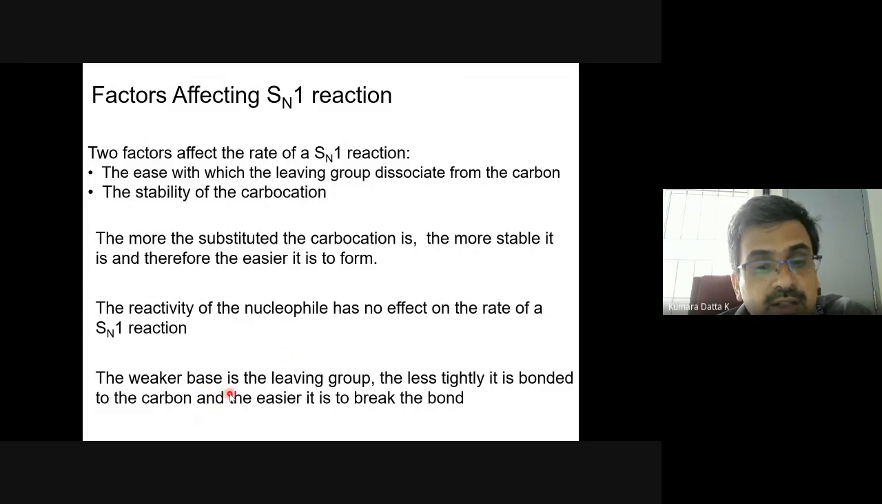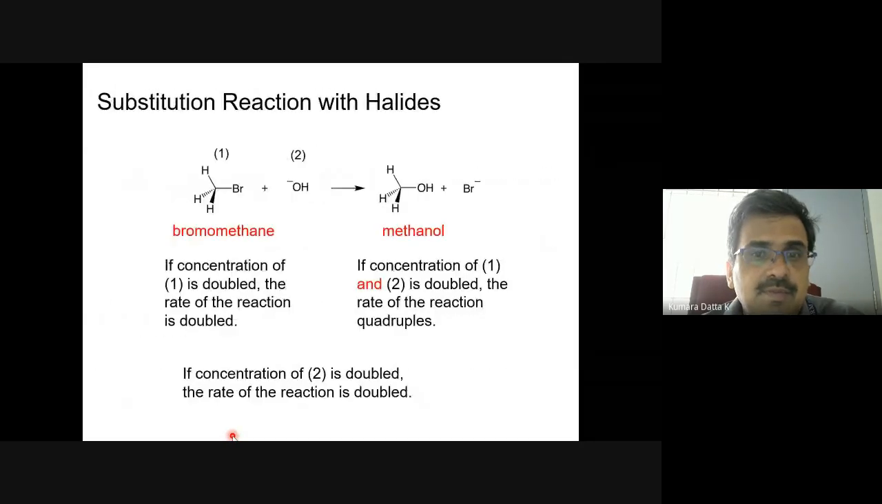Also, the weaker base, when it is the leaving group, if you have a weaker base, then there is less tight binding with respect to carbon, and it is much easier to break. So these are all the factors which affect the SN1 reaction mechanism.